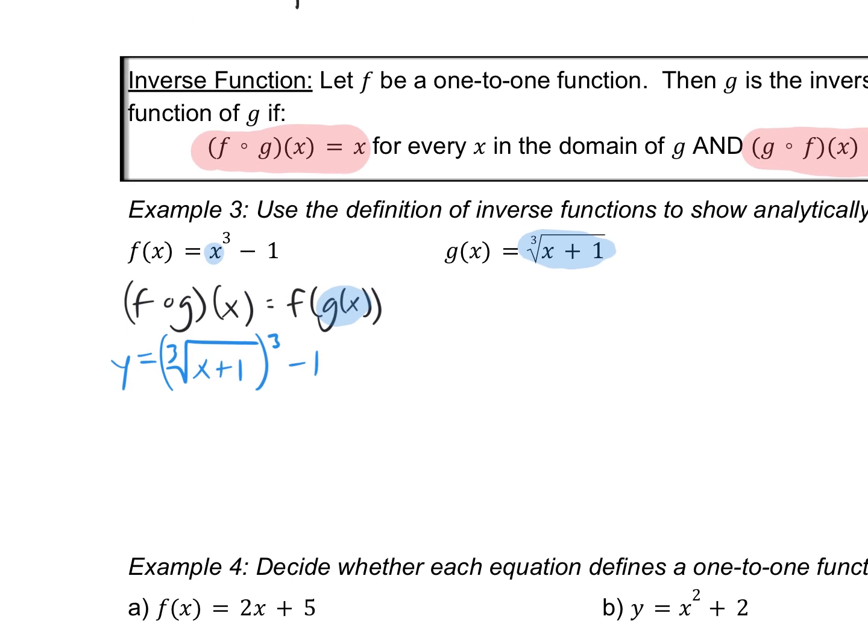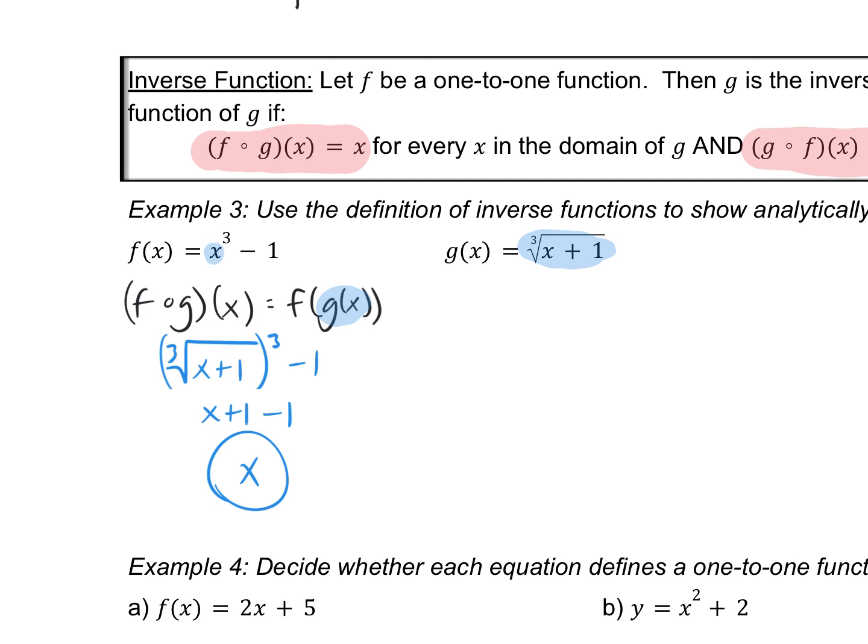And now we can evaluate this. The cube root and the cube, that's going to simplify out, right? So I've got y equals x plus 1 minus 1, right? Technically, I don't even need these y equals, actually. I'm going to erase these because we're just evaluating this function. It should give us x at the end, which it does because x plus 1 minus 1 is equal to x, okay? Now, if the other one also equals x, then we have shown analytically, or algebraically, that these are inverses of each other.